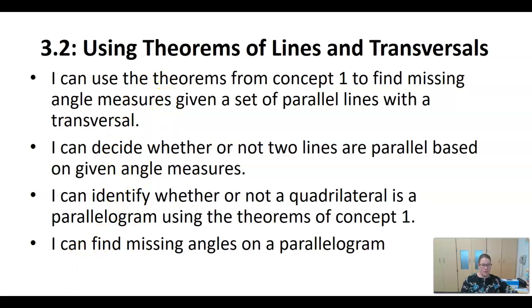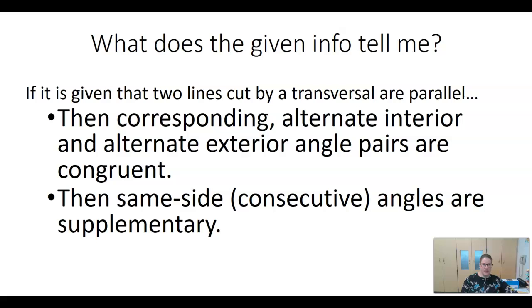that if you have parallel lines cut by a transversal, it makes different angle pairs that are either congruent or supplementary. And today we're going to be using those theorems to find missing angle measures given a set of parallel lines. Or we're going to decide whether or not two lines are parallel based on the given angle measures. We're going to be able to identify whether or not a quadrilateral is a parallelogram and find missing angles on a parallelogram. Okay? So those are our goals for today.